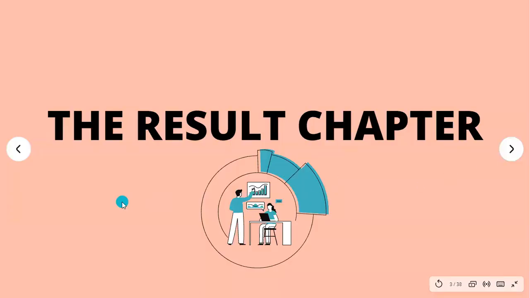Now, the result chapter. The result chapter in your thesis or research study is where you present the data you have gathered. This is very important as this allows your reader to know how far did you go in your research and how relevant your gathered information is.